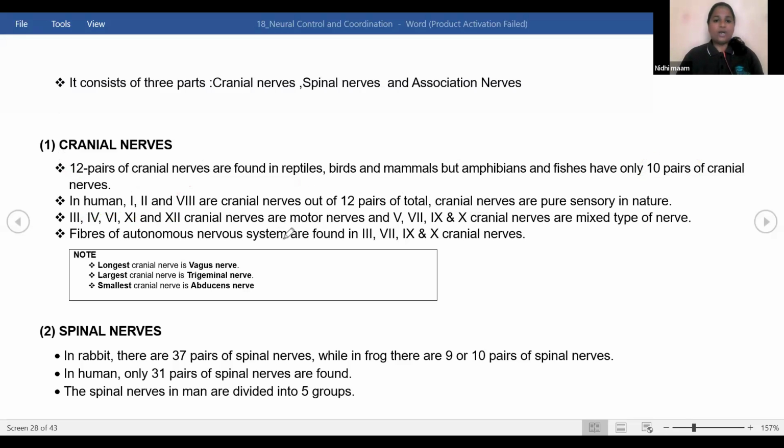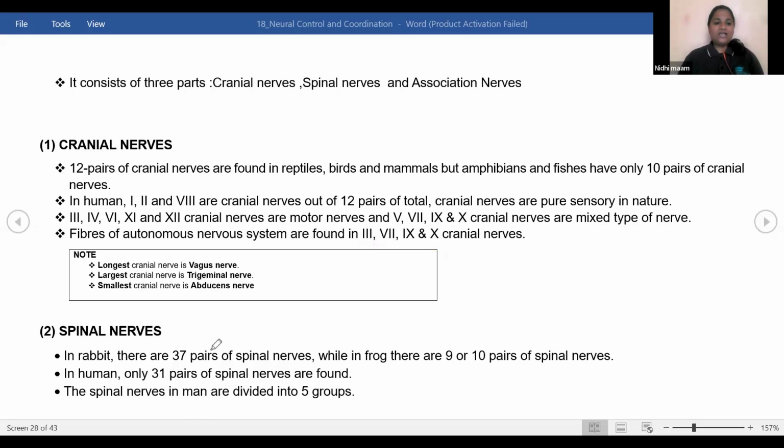Then, fibers of the autonomous nervous system are also found in them. We have the autonomous nervous system in the peripheral nervous system, so those fibers are found in these cranial nerves.